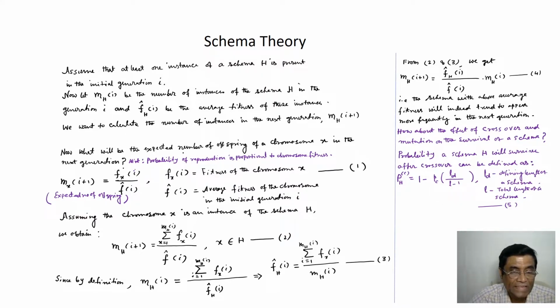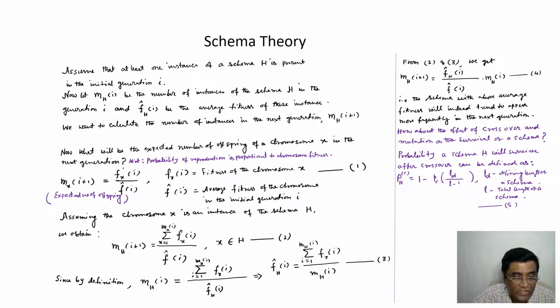Now what will be the expected number of offspring of a chromosome X in the next generation? I am writing in a generalized way, okay? You have a chromosome X, and what is the expected number of offspring of a chromosome X? Hence, you see, the probability of reproduction is proportional to the chromosome fitness, right? So expected number of offspring in the next generation is equal to the fitness of the chromosome X divided by the average fitness of the chromosomes in the initial generation i, right?